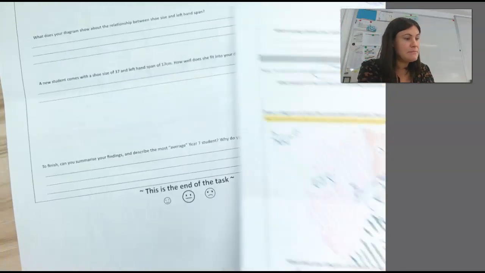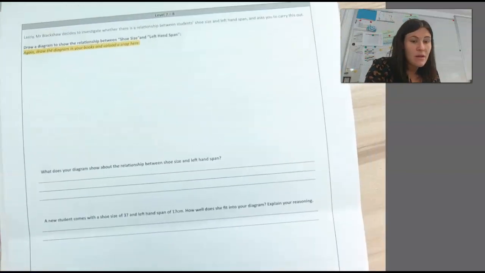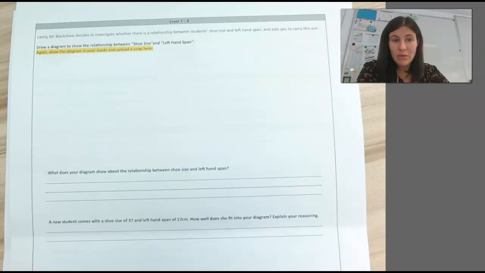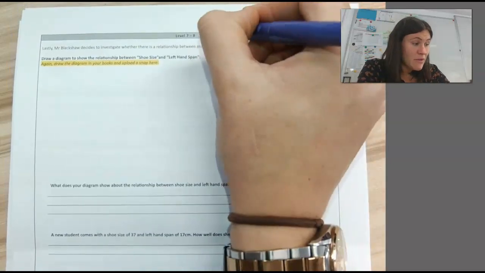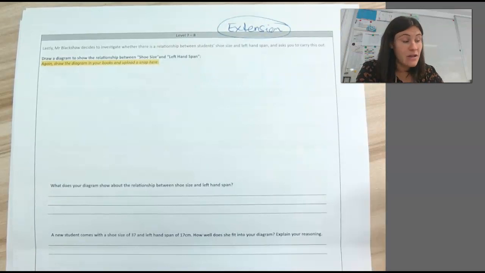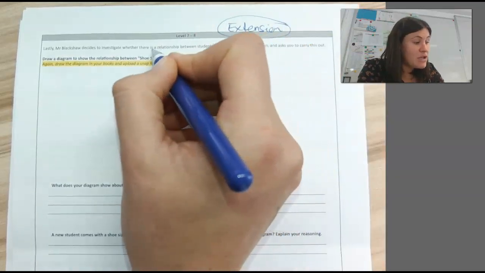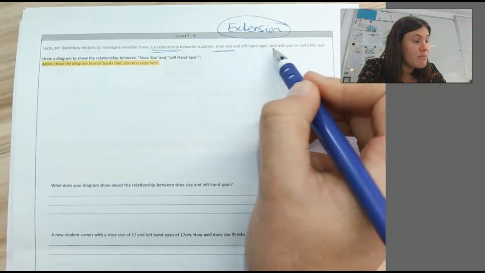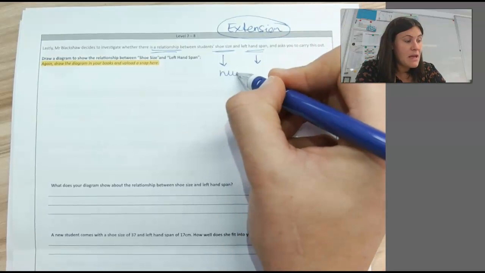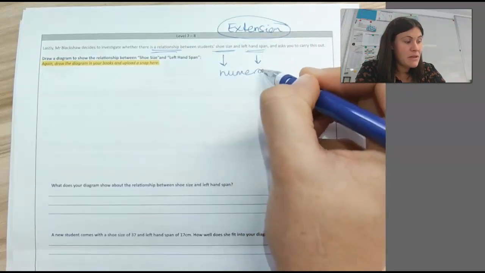Okay, last part then is Mr. Blackshaw decides to investigate if there's a relationship between students' shoe size and left hand span and asks you to carry this out. Now, this is really only applicable as a kind of extension part for those people who either have learnt before or who got onto doing scatter diagrams. So when we're looking for a relationship between two numerical values, and here the shoe size is given in a number and the handspan is given as a number as well.